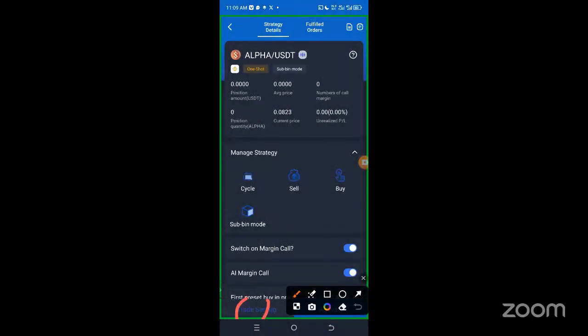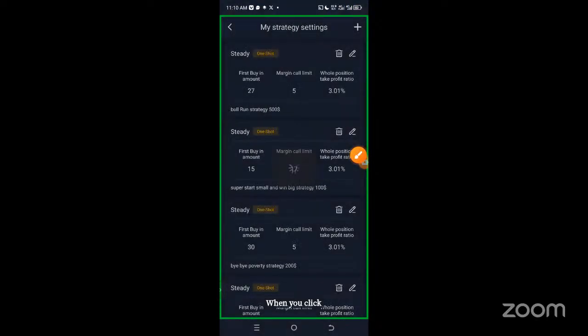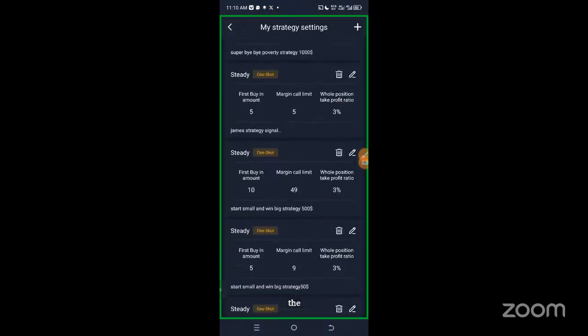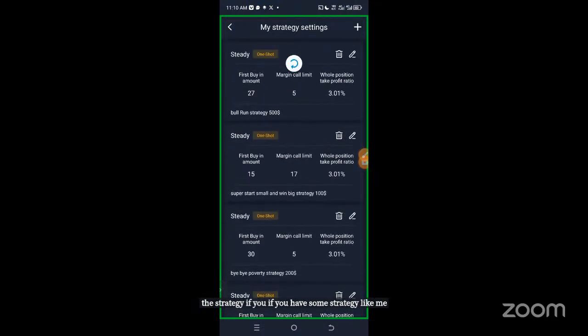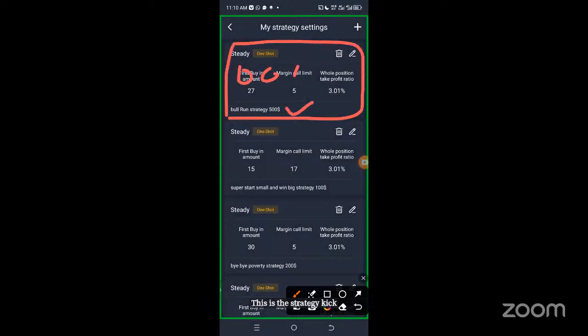Come to trade setting down here. Then come to manually create. When you come to manually create, then come to choose a strategy. When you click on choose a strategy, the strategies are here that you saved. If you have some strategies saved, like me, choose the strategy that you want to trade with. We are talking about the bull run. This is the strategy. Click anywhere on this strategy where I have put these circles.